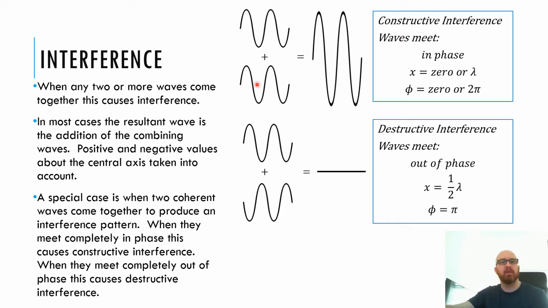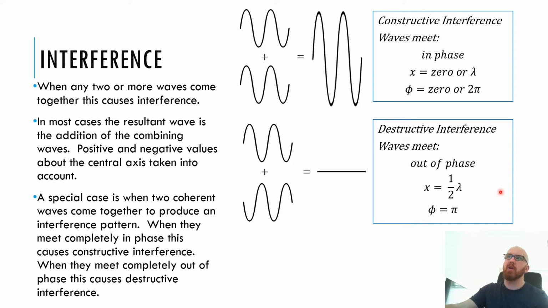This is known as constructive interference. This is known as destructive interference. So constructive interference: waves meet in phase. The horizontal separation is 0, or it is one wavelength of difference, and the phase difference is 0 or 2 pi, as in one full wavelength.